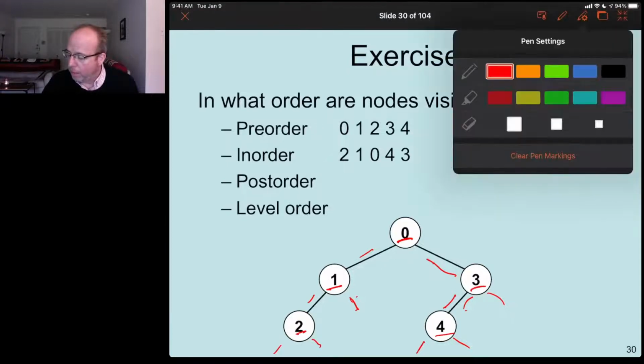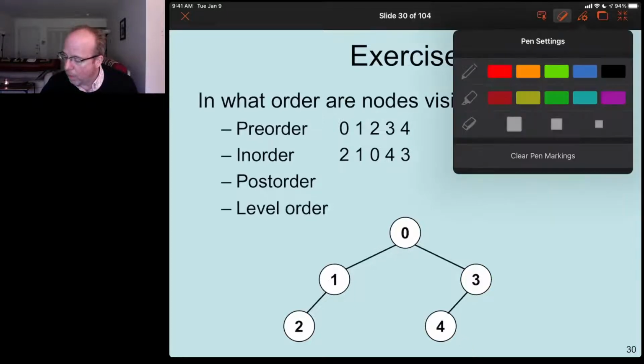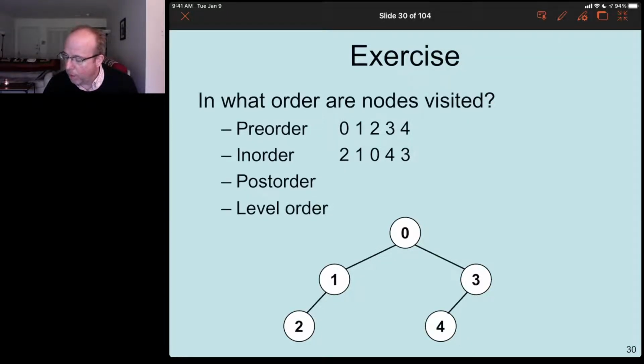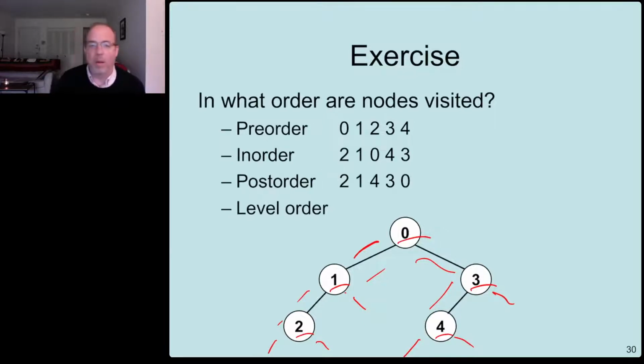And then for post order, we recurse left, left, left, left, pop right, visit, pop right, visit, pop right, left, left, pop right, visit, pop right, visit, pop visit. So I think that was 21430. Excellent.